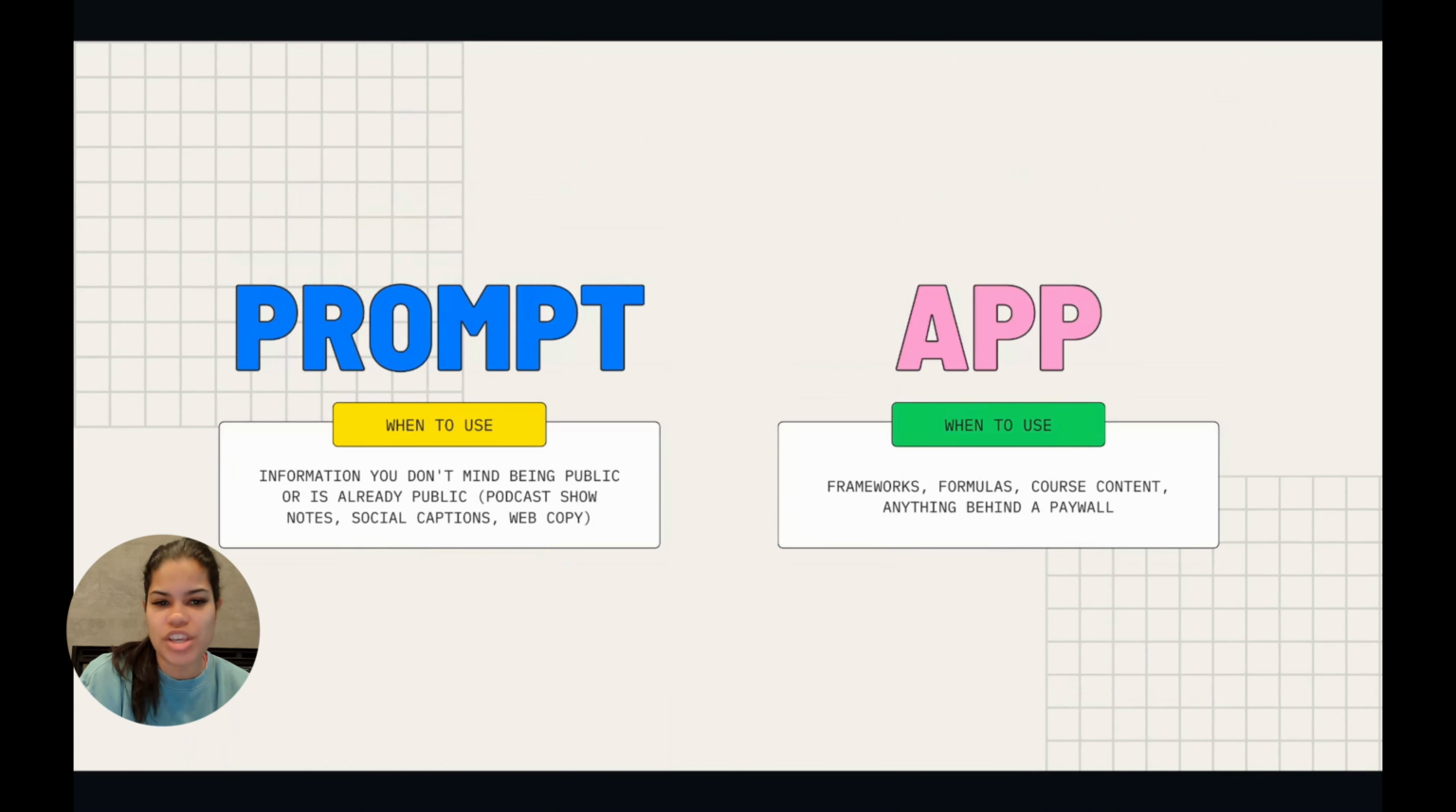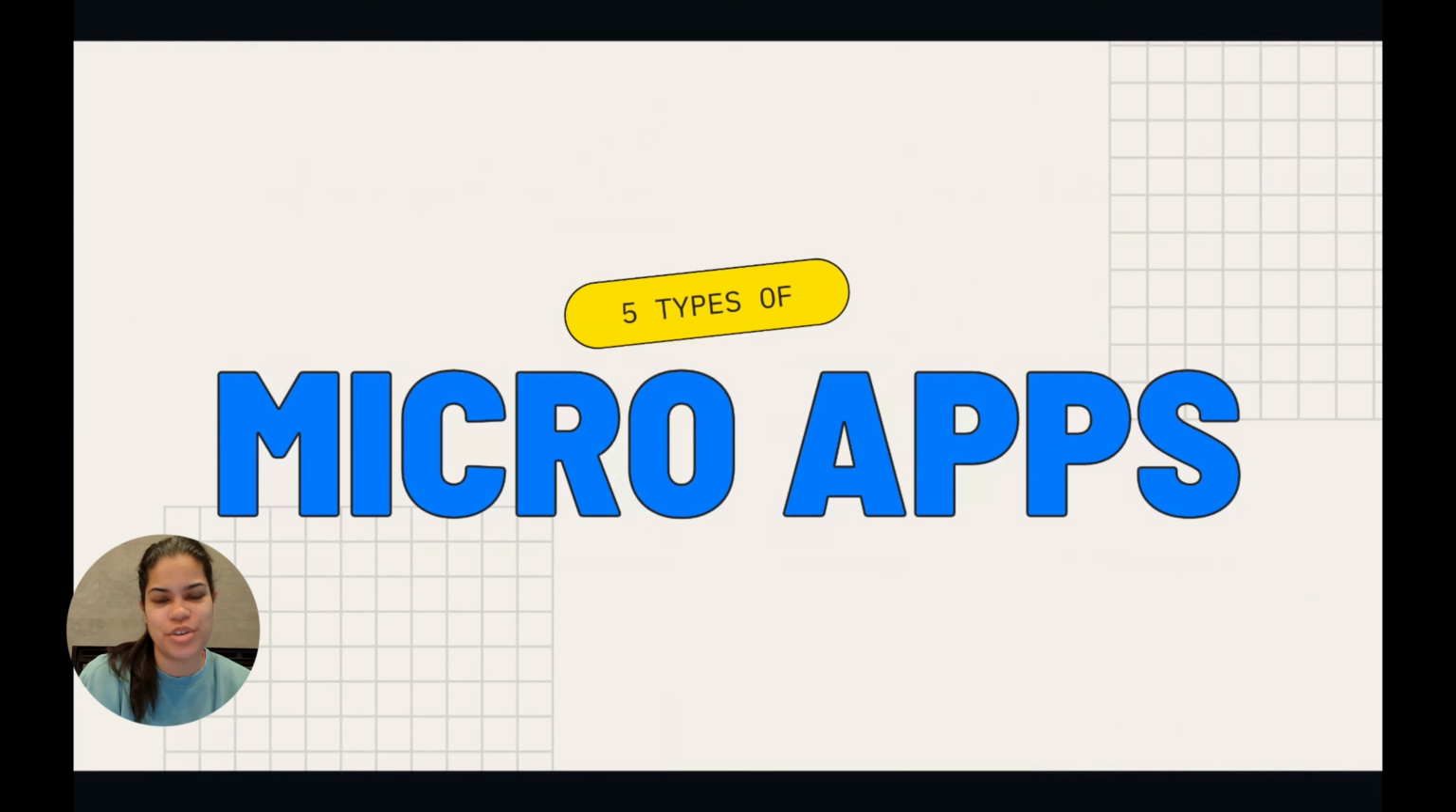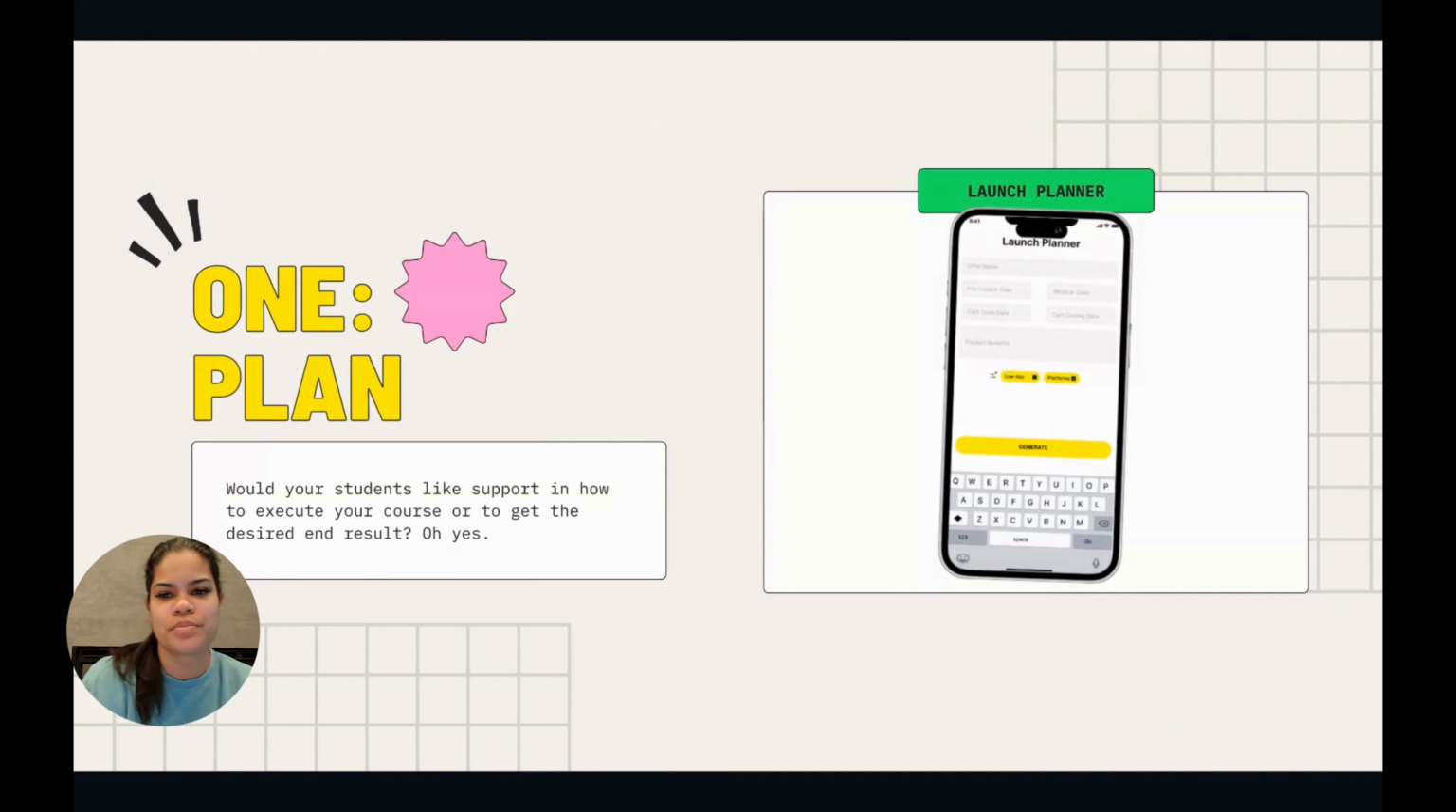So again, when to use prompts: information you don't mind being public or that's already public. So podcast show notes, social captions, website copy, prompts are totally fine for that. Where I think apps really elevate things are for frameworks, formulas, course content, anything that's really behind a paywall. So now I'm going to share with you 5 examples and give you some pictures and visuals of what it is that I'm talking about.